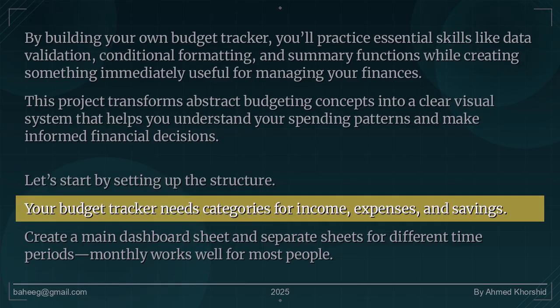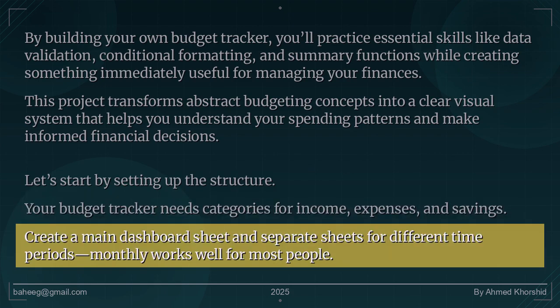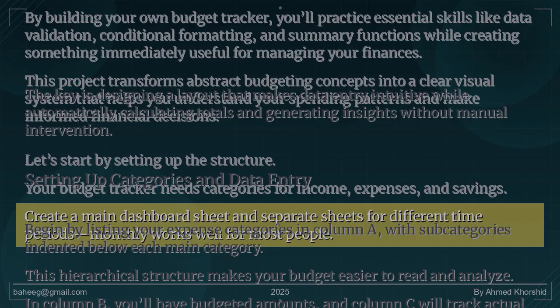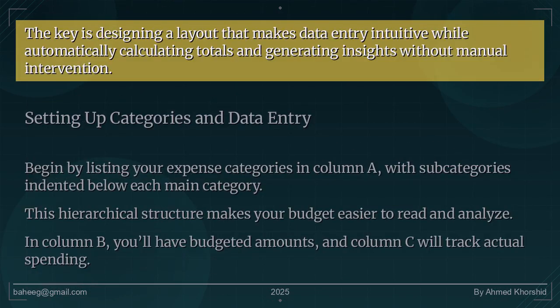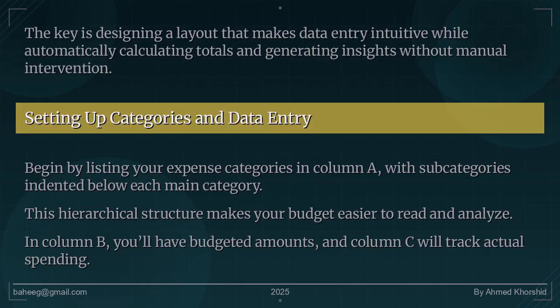Your budget tracker needs categories for income, expenses, and savings. Create a main dashboard sheet and separate sheets for different time periods. Monthly works well for most people. The key is designing a layout that makes data entry intuitive while automatically calculating totals and generating insights without manual intervention. Setting up categories and data entry.